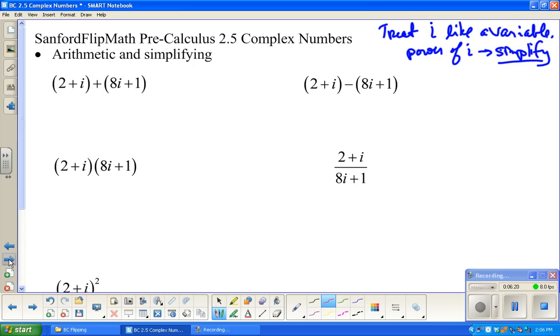All right. So as I'm looking at this, I see 2, I see 1. I can add those. That's 3. I see i plus 8i is 9i, and yep, that's it.